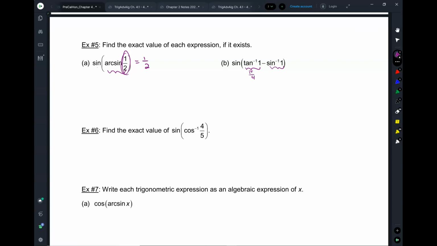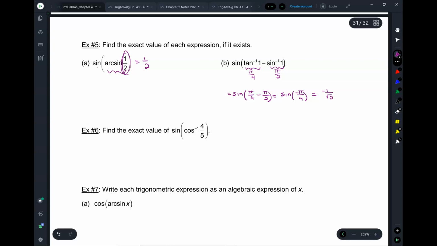So we're looking for the angle for which sine is equal to 1. Pi over 2. Sine is the y value, so up here. Okay. So now we're going to do sine of pi over 4 minus pi over 2, which is sine of negative pi over 4, which is negative 1 over root 2. Okay? So it's all like coming back together, yes?